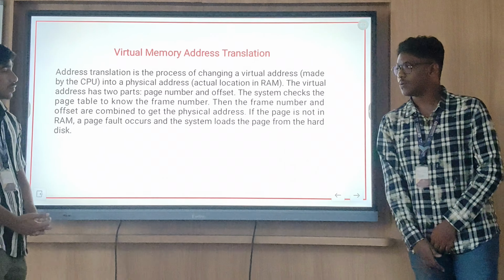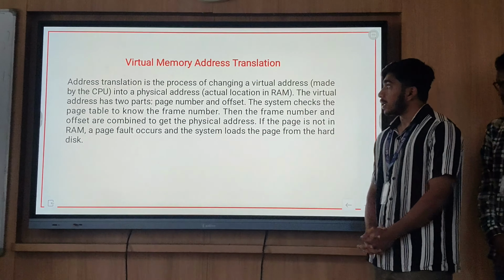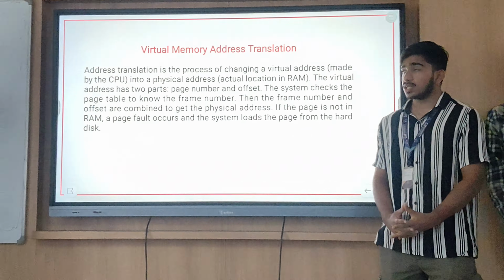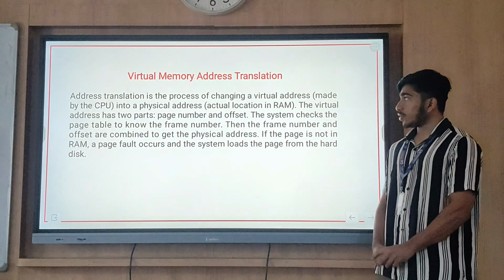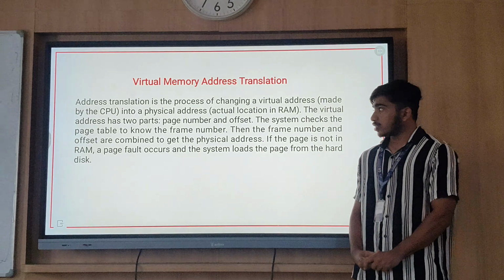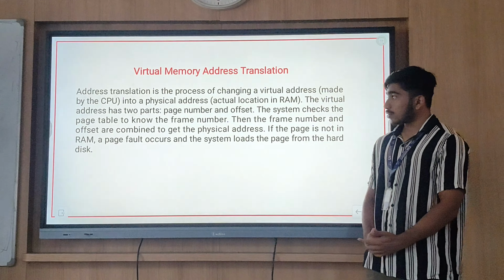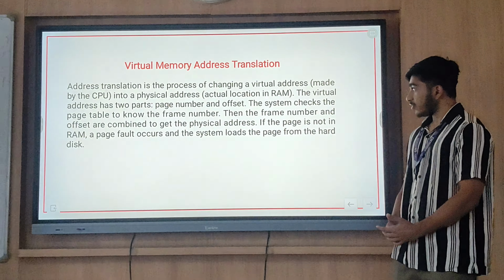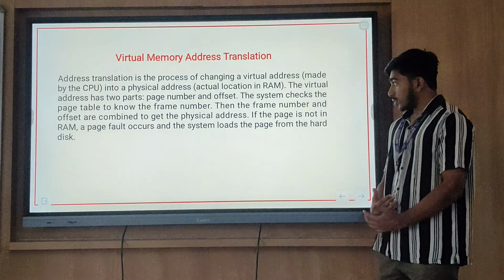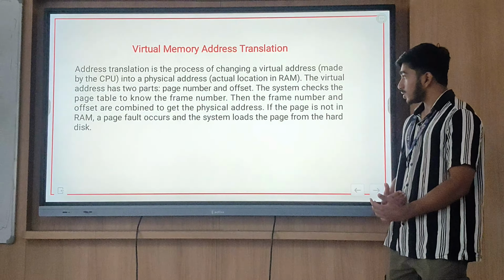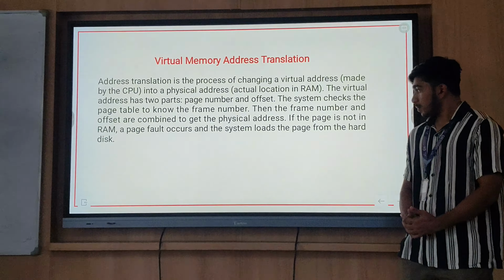Next, I explain about virtual memory address translation. Address translation is the process of changing a virtual address into a physical address. The virtual address has two parts: page number and offset. The system uses the page table to find the frame number. Then the frame number and the offset are combined to get the physical address. If the page is not in the RAM, a page fault occurs and the system loads the page from the hard disk.